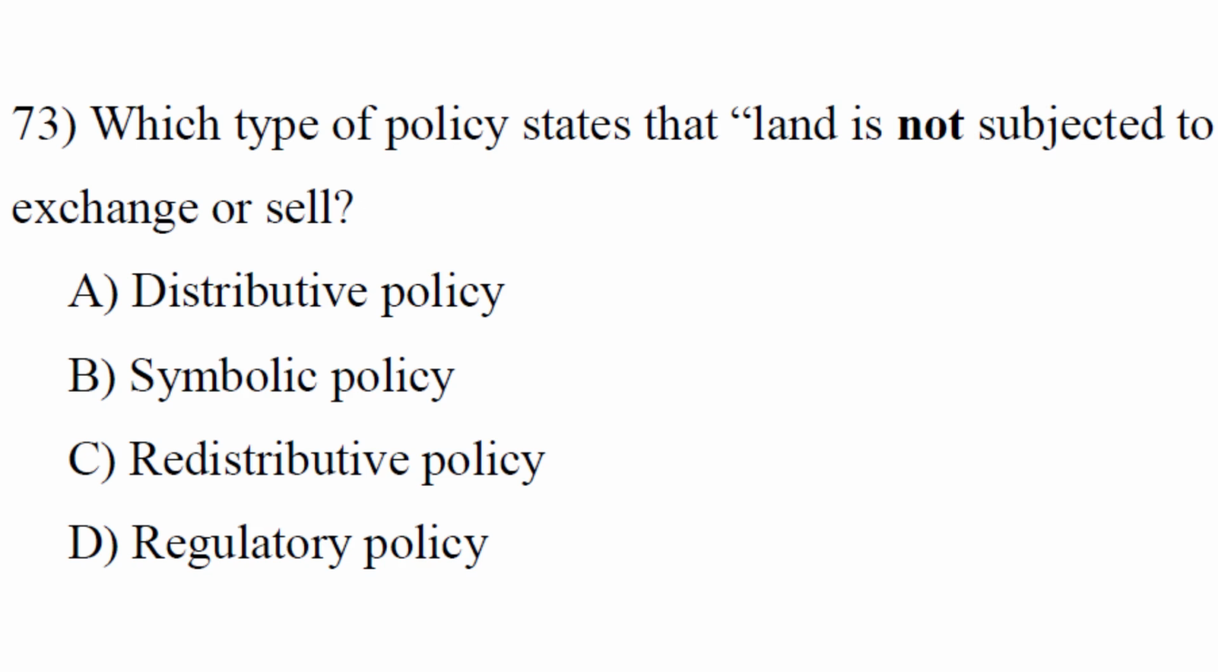73. Which type of policy states that land is not subjected to exchange or sale? A. Distributive policy. B. Symbolic policy. C. Redistributive policy. D. Regulatory policy. Answer: D. Regulatory policy.